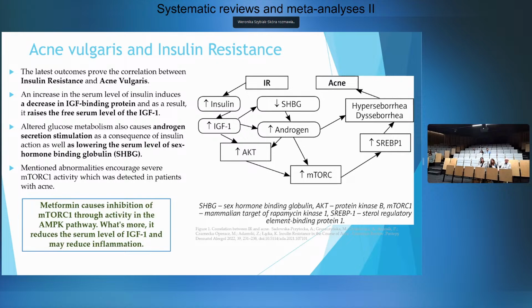At the beginning, it is worth emphasizing that the latest studies prove the correlation between acne and insulin resistance, and both of these problems share the same pathogenesis pathways. Increasing the serum level of insulin induces elevation of free IGF-1 levels, which is correlated with increased androgen serum levels and inflammation. Also, altered glucose metabolism causes increased levels of androgen as a consequence of insulin action on lowering the SHBG. The mentioned abnormalities encourage severe mTORC1 activity, which was detected in patients with acne.